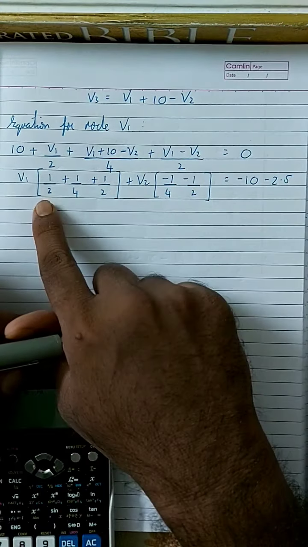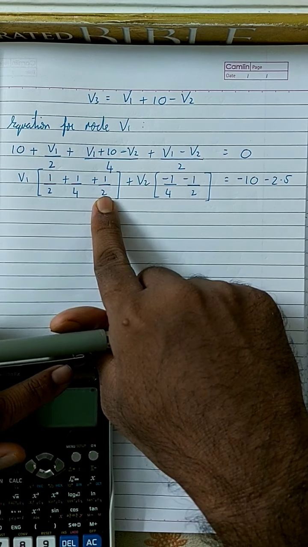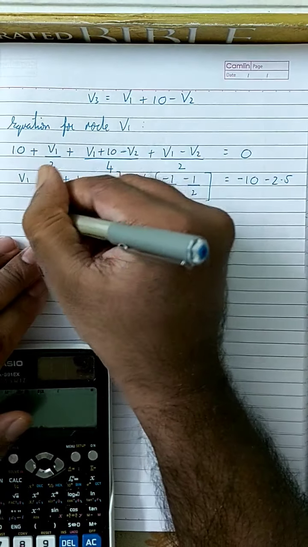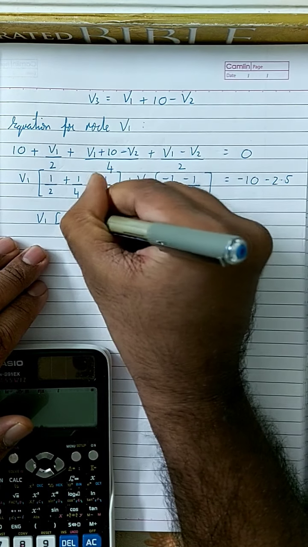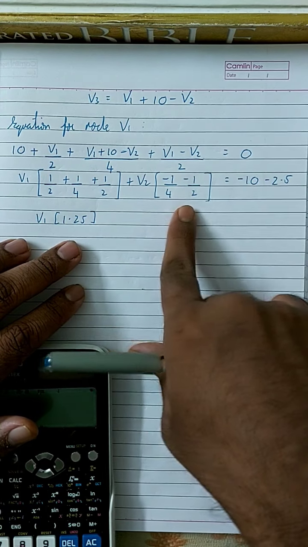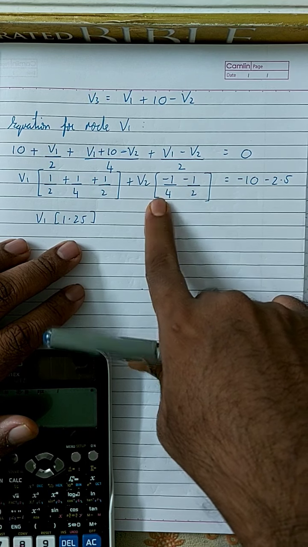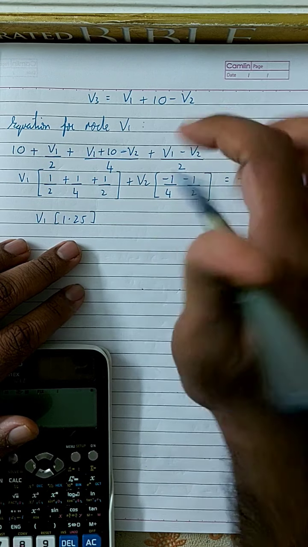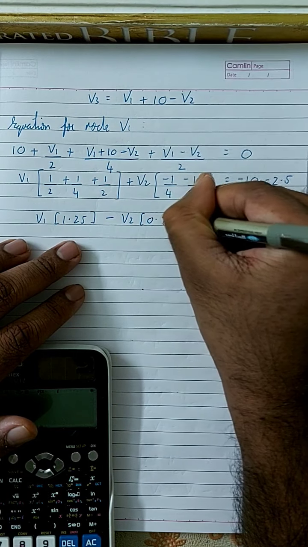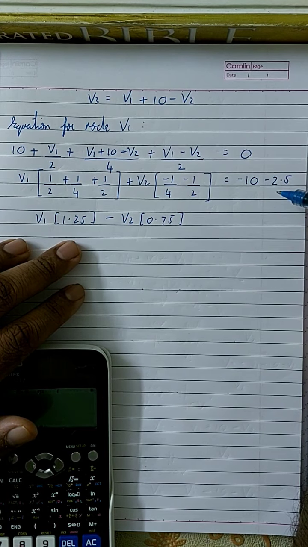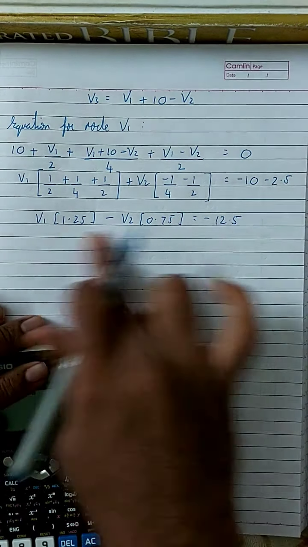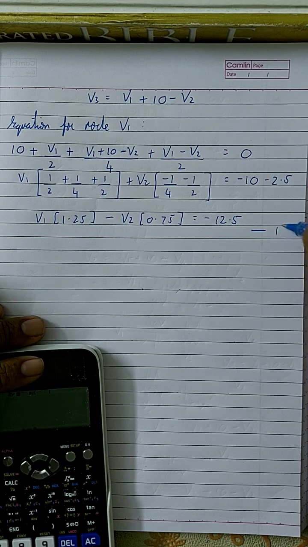So here, let me see, this is 0.5. This is also 0.5. 0.5 plus 0.5 is 1. This is 0.25. So this is 1.25, which means this is V1 into 1.25. You don't need to calculate for that. And what about this one? This is 0.25. This is 0.5. So 0.25 plus 0.5 is how much? 0.75, right? So this is minus V2 into 0.75. And this is equal to minus 12.5. You don't need a calculator for this. Alright, so this is the equation. First equation, right?